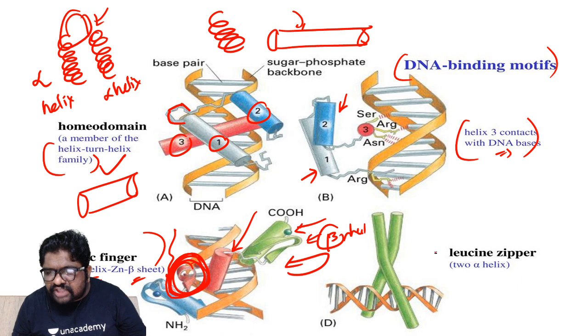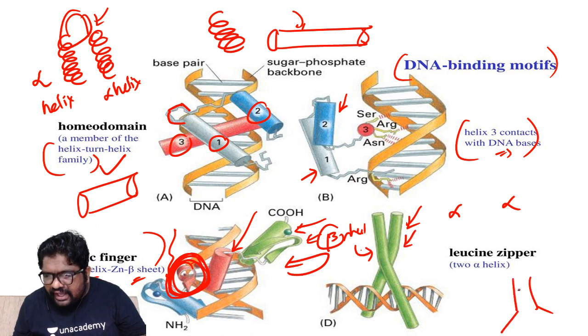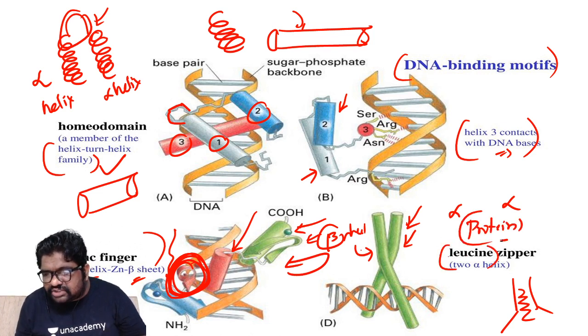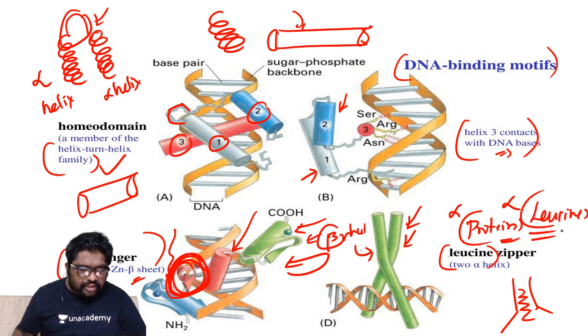And one more thing is, you have the leucine zipper. It means this is an alpha helix, this is an alpha helix. Both the alpha helices are coming together in such a way as if they have a zipper action. And in those helices, the protein's secondary structure is filled with the amino acid called leucine, which is called the leucine zipper.